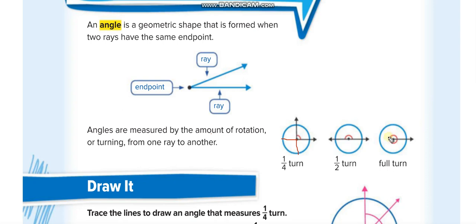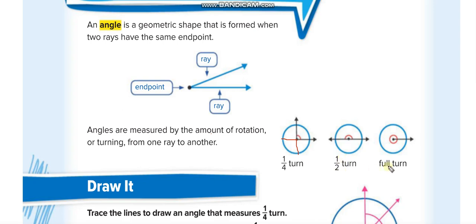You can see this red line here. This red line reaches till 90 degrees only. Now this time it completed and reached the same line again. These are two rays actually above each other, so it makes a full turn. So we have three types of turn: quarter turn, 1/4 turn, half turn, and full turn.